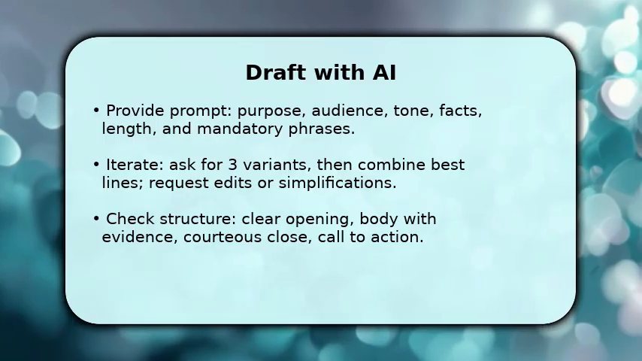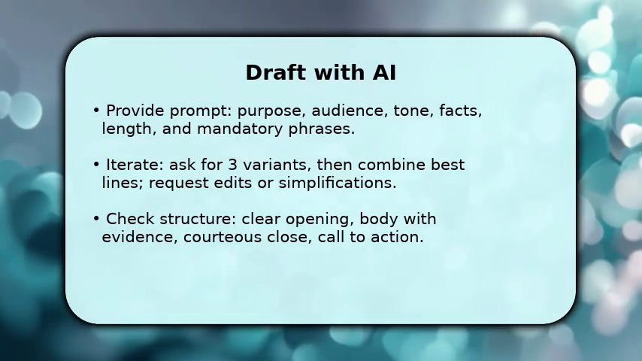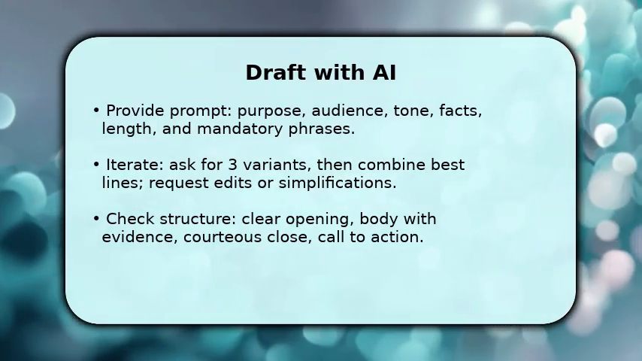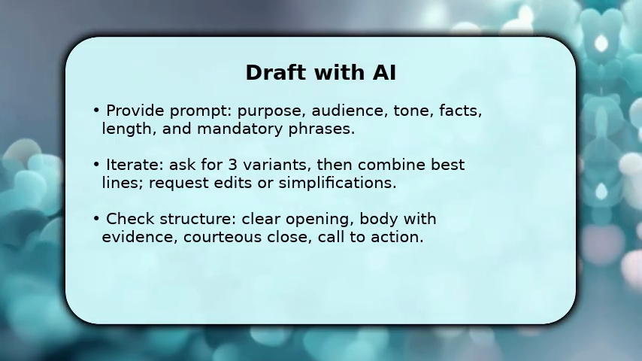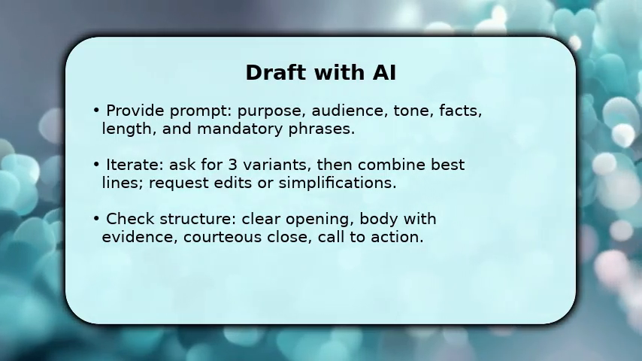You feed the AI a structured prompt: purpose, audience, tone, facts, length, and any mandatory phrases. Then request 2-3 variants, read them aloud, and pick strong sentences to combine.